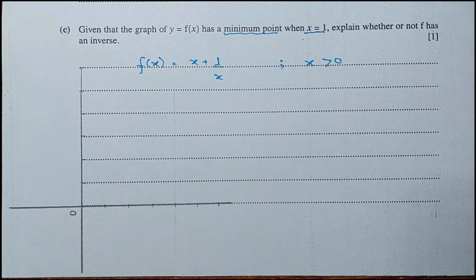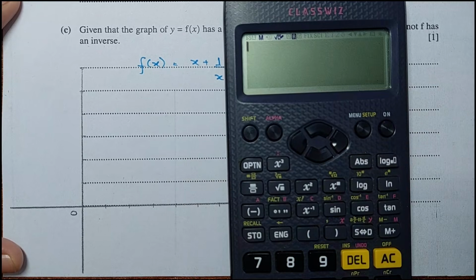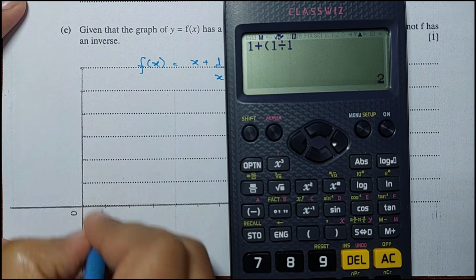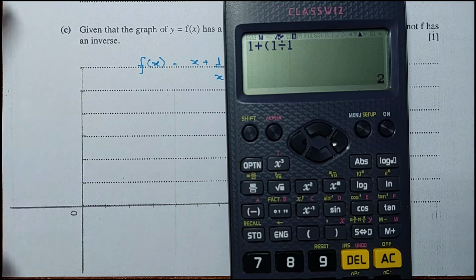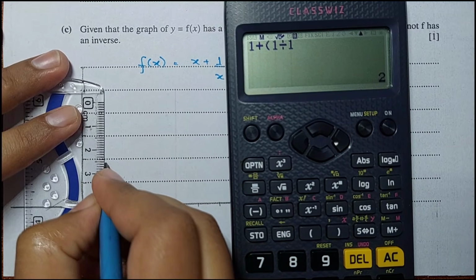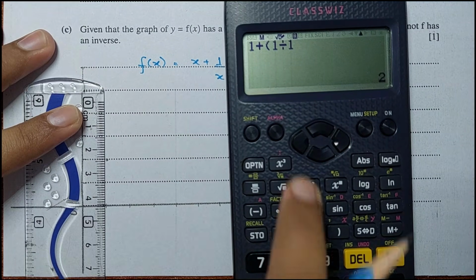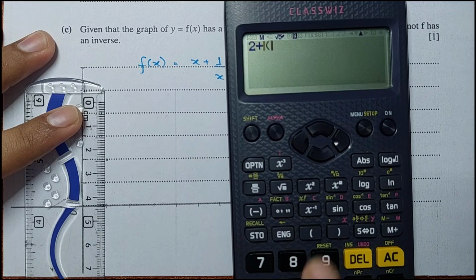So let me give the value of 1. 1 plus 1 over 1. This is 2. So at 1, it is at 2. This point is 2, right? Add 2. 2 plus 1 over 2.